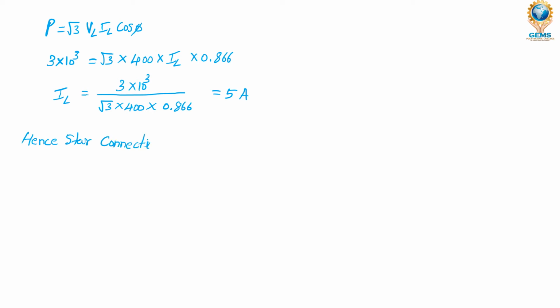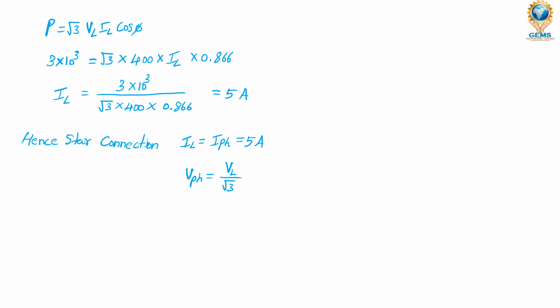Hence it is star connection. IL is equal to I phase, that is equal to 5 amperes. Next we are going to calculate the phase voltage. What is the phase voltage? In this, V phase is equal to VL by √3.